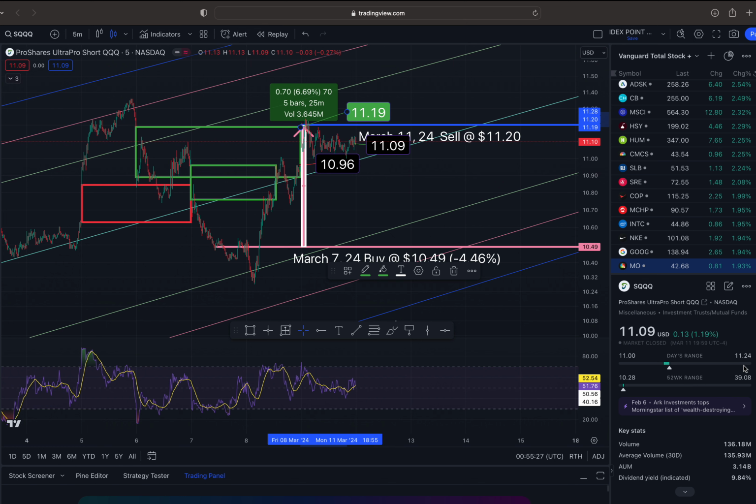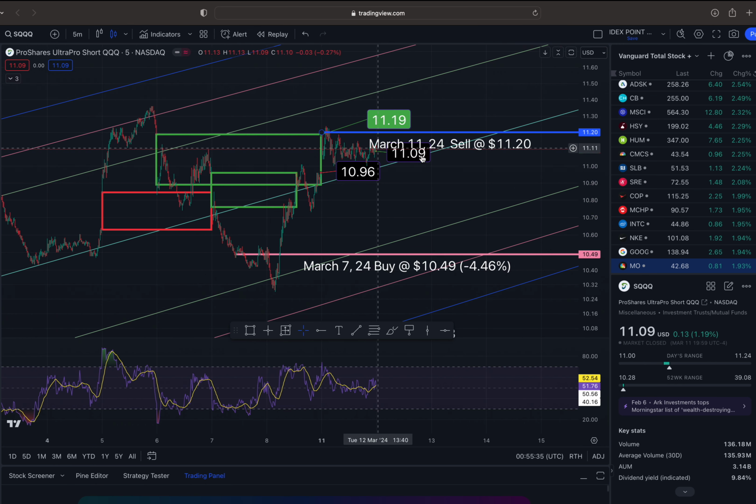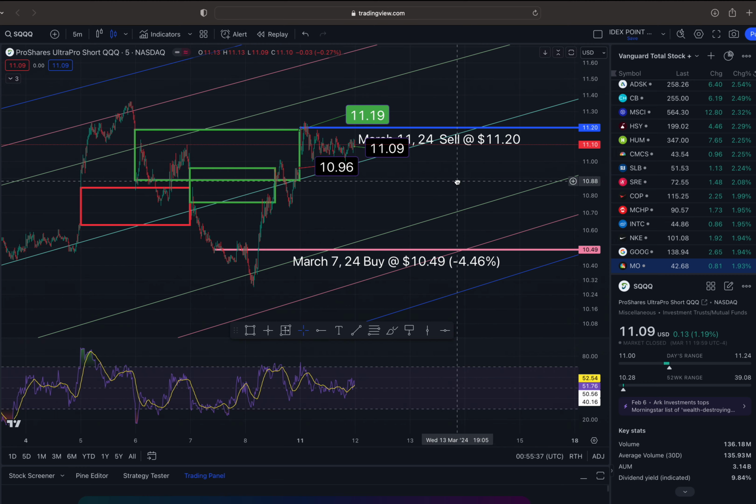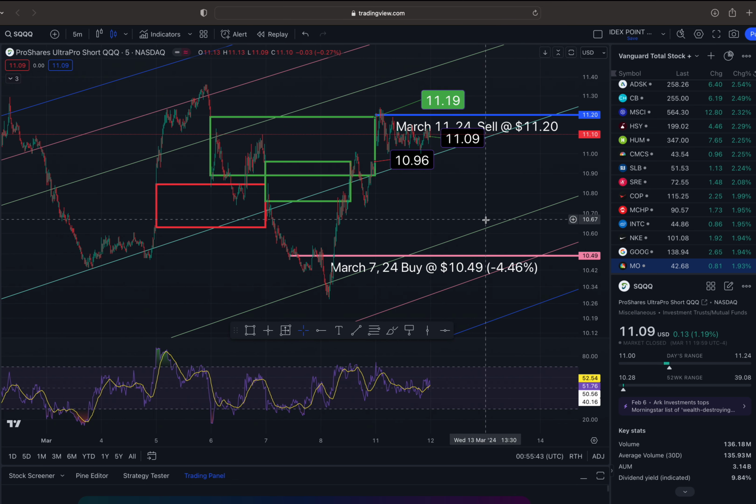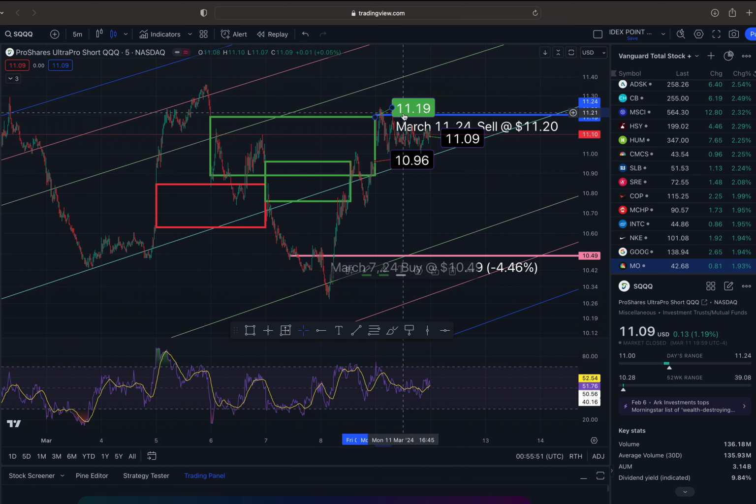We made it as high, we wicked as high as 11.24, and let me just delete this and then I'll put it back so you can see it better. But this is my sell point right here, and it went just a little bit higher, but that's okay. I was comfortable selling where I did last night because I got out right after the gap fill at 11.19, and I sold out at 11.20, and boom.